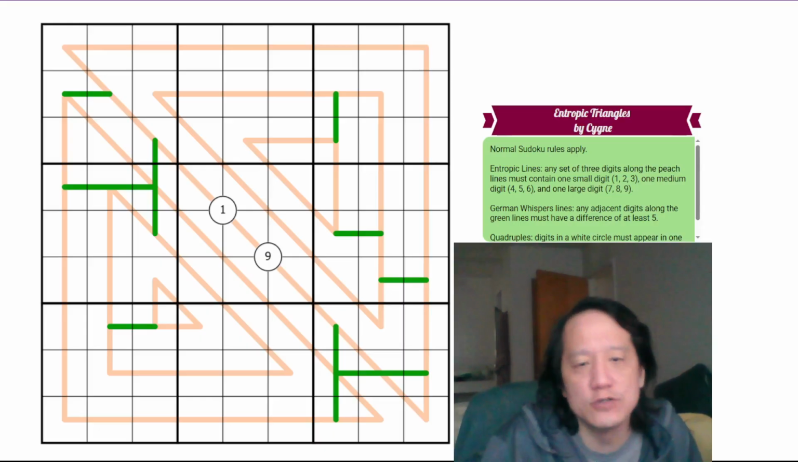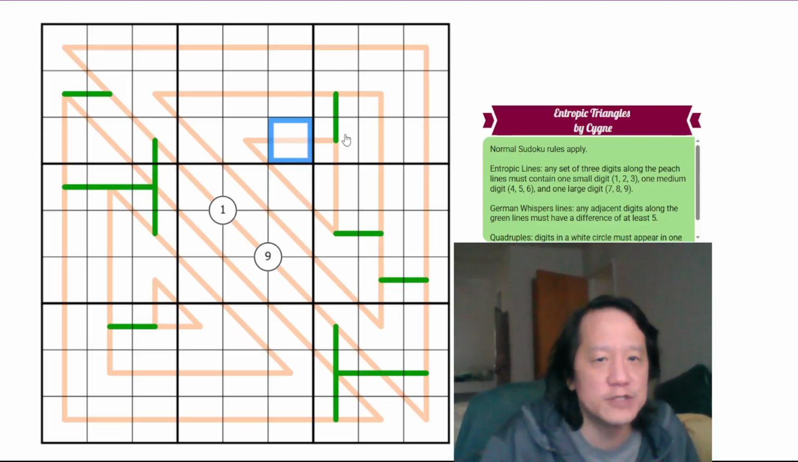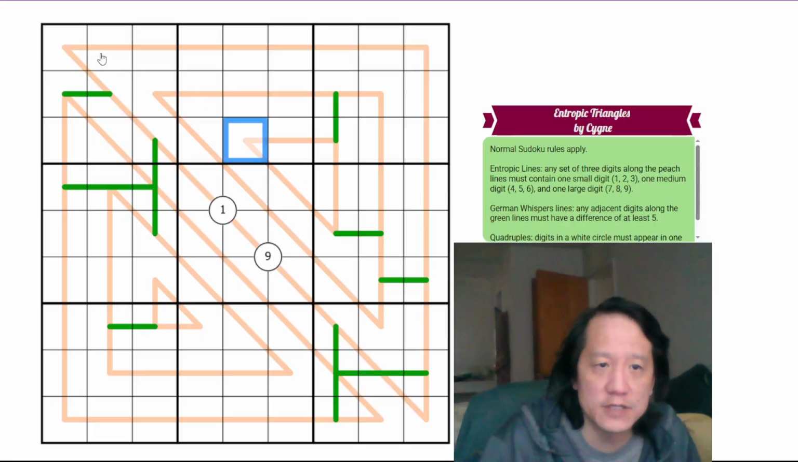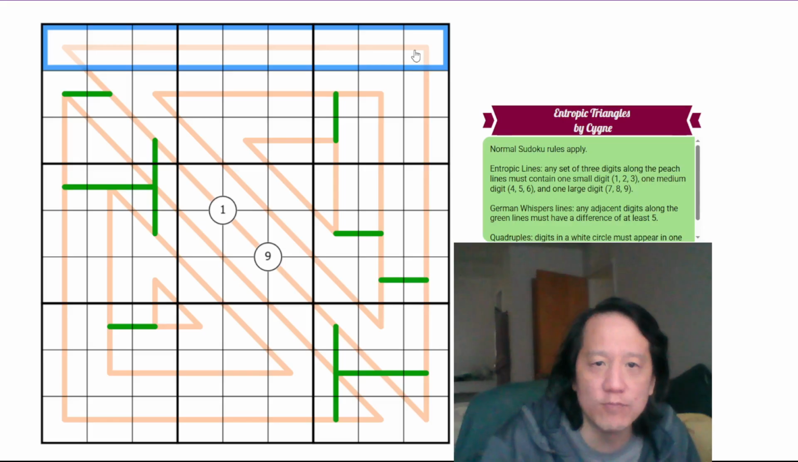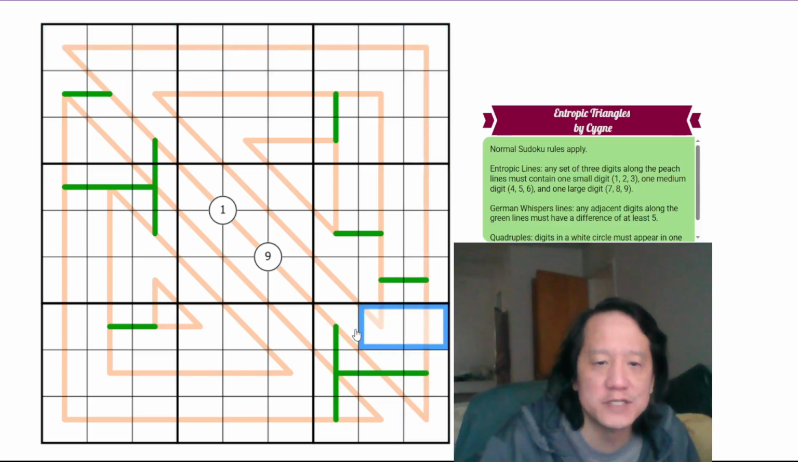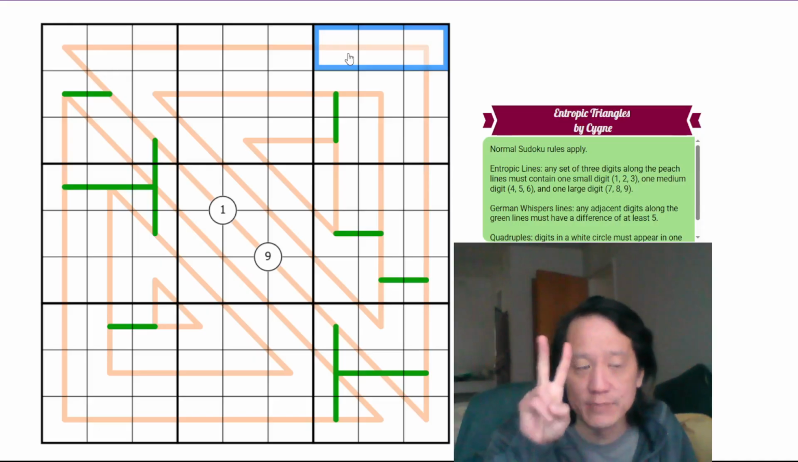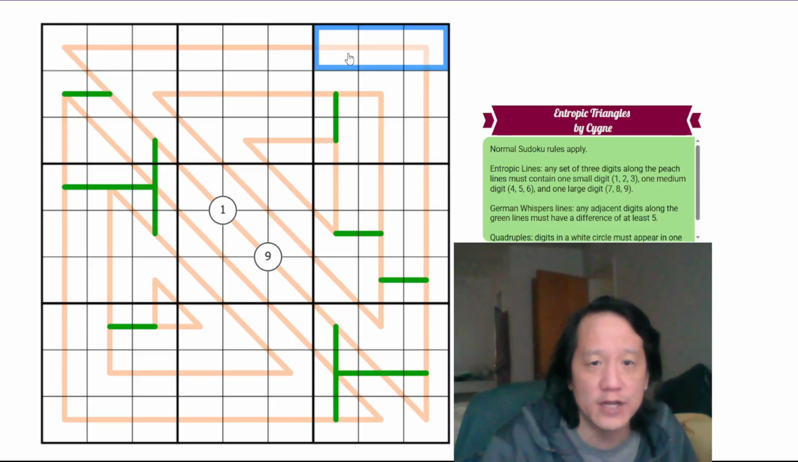Normal Sudoku rules apply, which means in every cell in the grid, place a single digit from 1 through 9 such that there are no repeats in any row, column, or designated 9-cell region. We have entropic lines, where any set of 3 digits along the peach lines must contain one small digit, which is 1, 2, or 3, one medium digit, which is 4, 5, or 6, and one large digit, which is 7, 8, or 9.